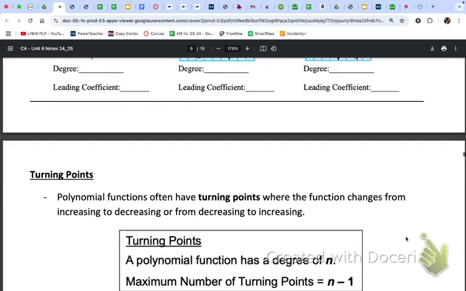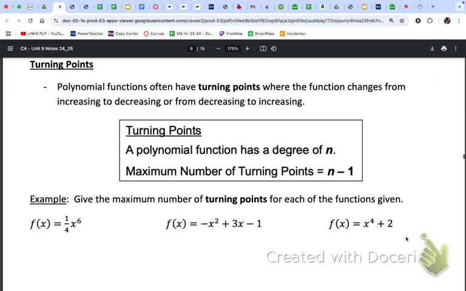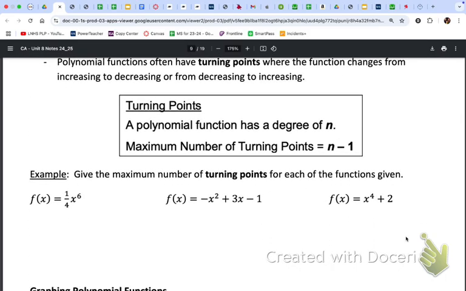So if I have, look at this first one, my degree is 6, then my maximum amount of turning points would be 5. And that's 5 at most. So it could have less than that, because if you have more multiplicity on a certain 0, then it might be less than that. Okay, this one should make sense because you have a degree of 2. So then you know what kind of function that is.